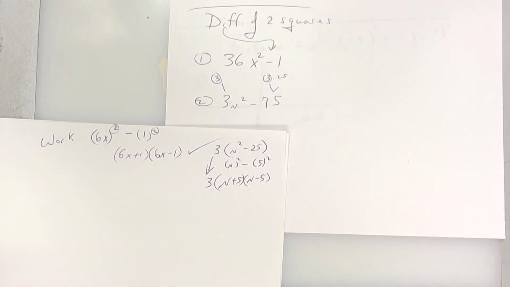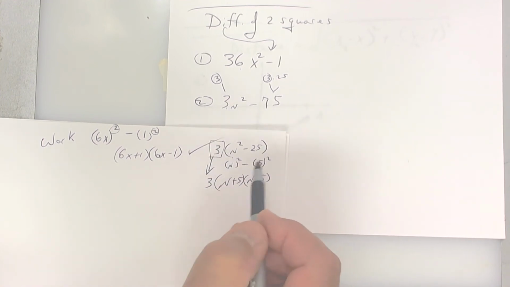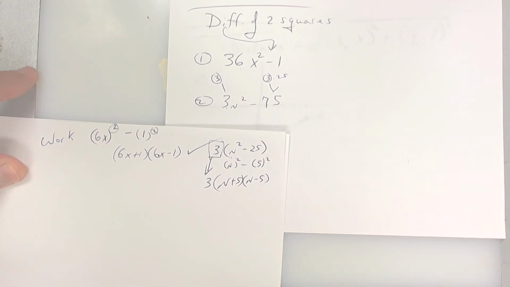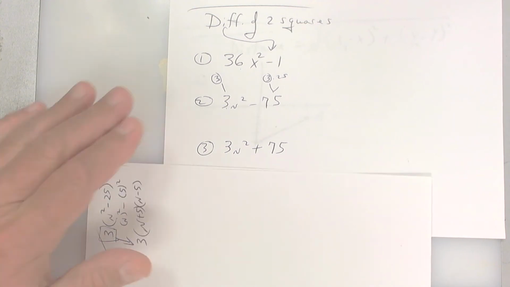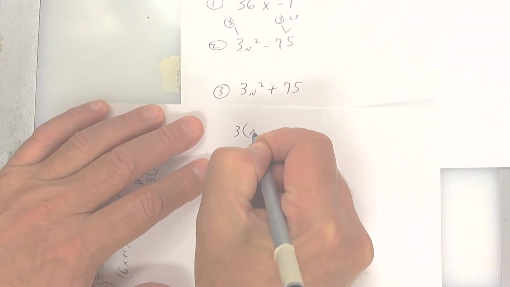Initially it wasn't a perfect square, but I was able to bring something out and make it a perfect square. So always look for what's in common. That's step one. This one right here, you can break out a 3 just like I did before.